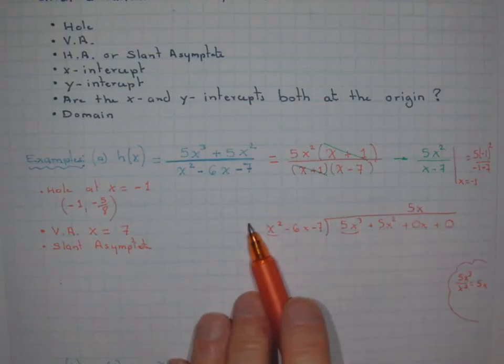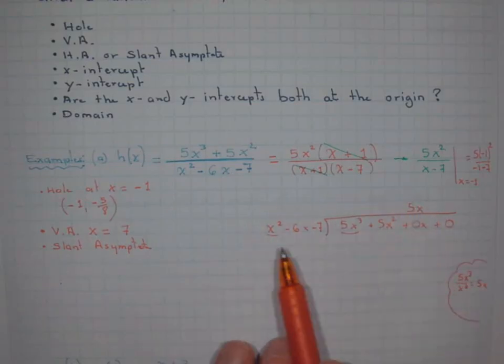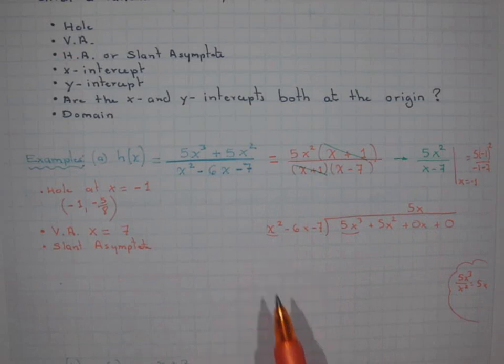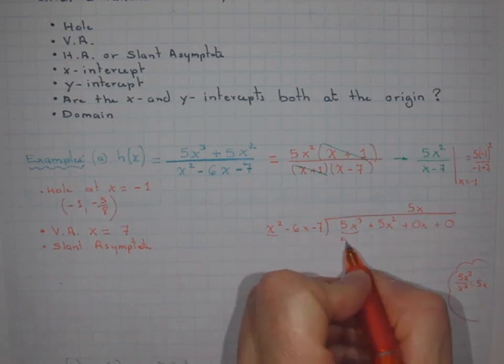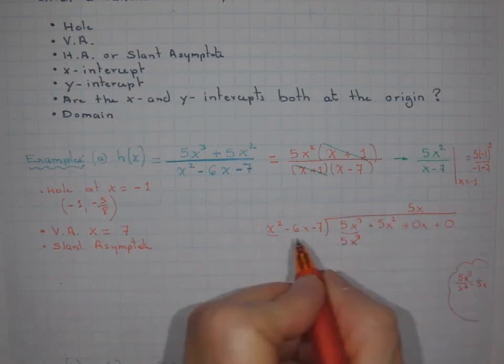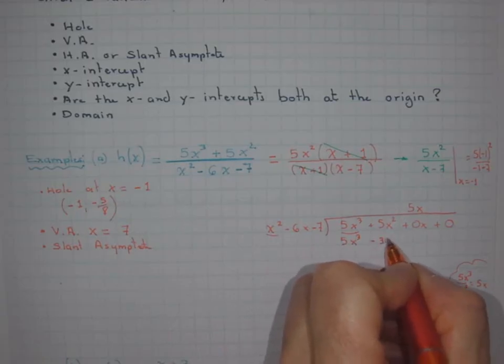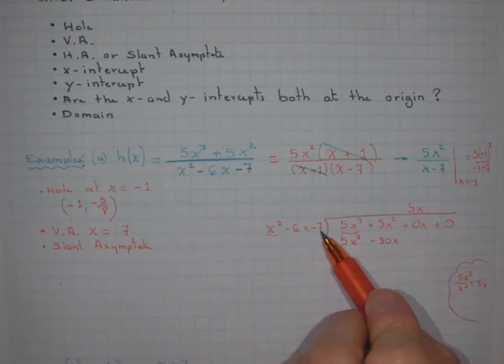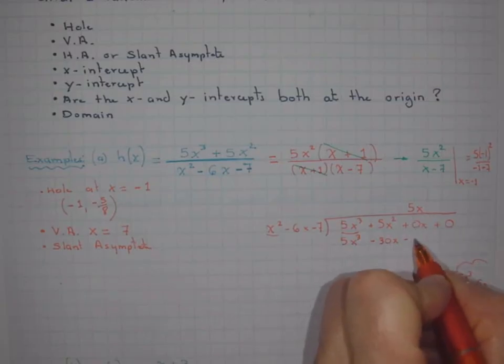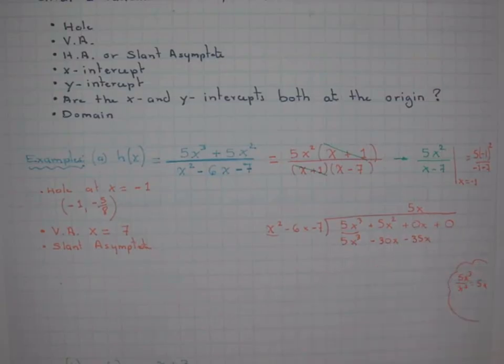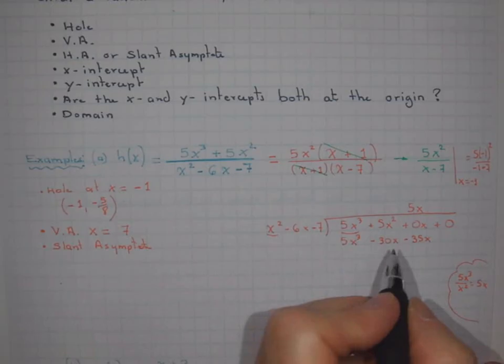And now we're multiplying, right? So what are we multiplying? 5x with the whole trinomial. 5x times x squared is 5x cubed. 5x times negative 6x is negative 30x, and 5x times negative 7x is negative 35x. Okay?